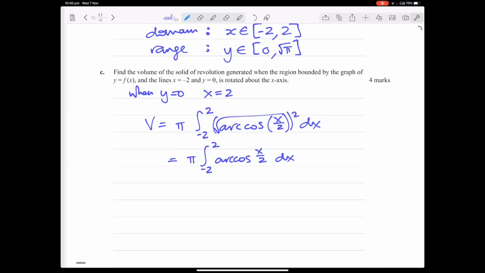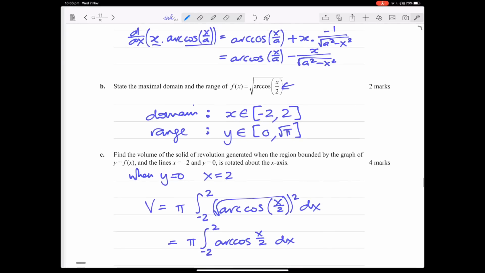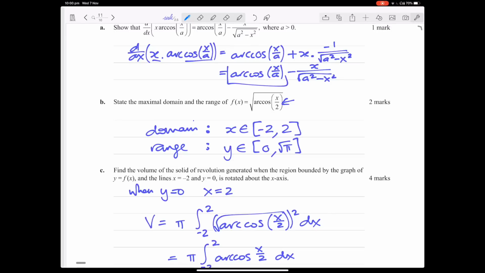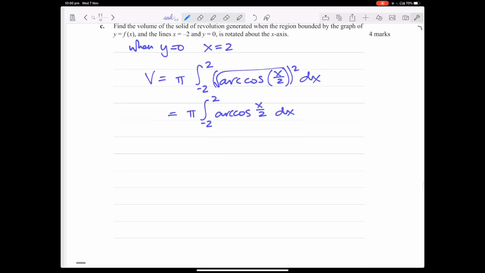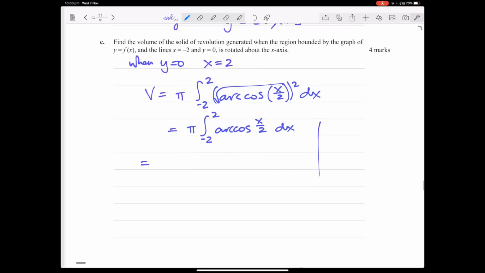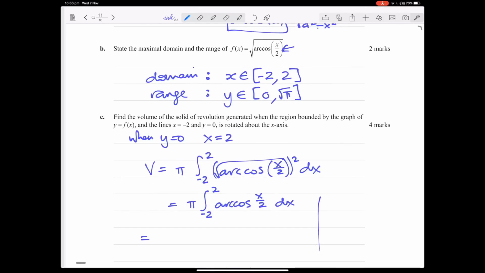Didn't we just work something out up there? Okay, so if that was y, arc cos this, when I bring that to the other side, oh, this is ugly. Okay, so when we integrate this, arc cos x on 2, that's going to be the same as x arc cos x on 2.